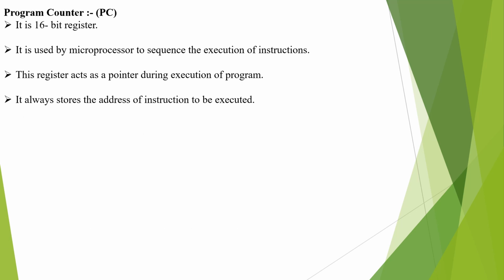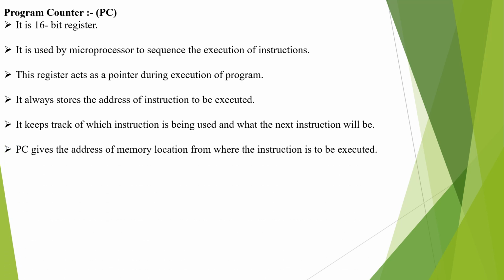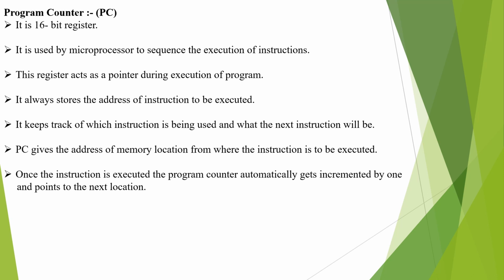It always stores the address of the instruction that has to be executed. It always keeps track of which instruction is to be executed, which instruction is being used, and what will be the next instruction. PC gives the address of the memory location from where the instruction is to be fetched. Once the instruction has been executed, the program counter automatically gets incremented by 1 and it points to the next location.